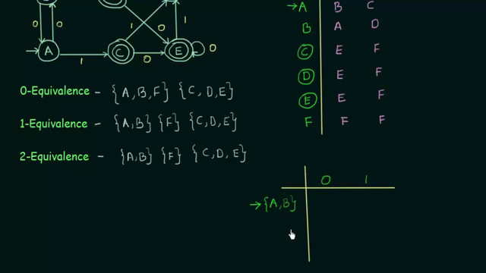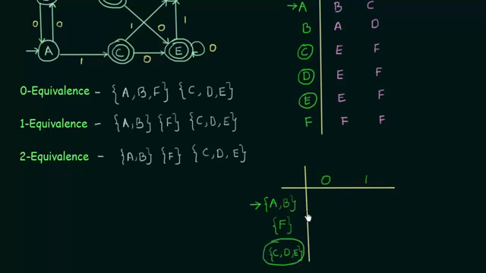And then the next one is F. F is the next state. And then the next state is CDE. Okay. And you notice that in the original DFA, C, D and E were all final states. So here, this state by itself, it will be the final state.